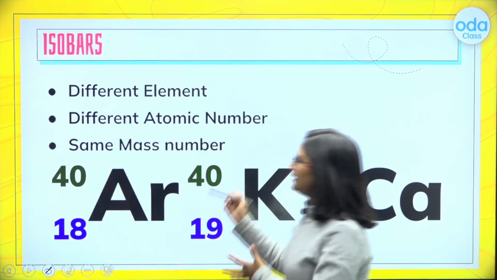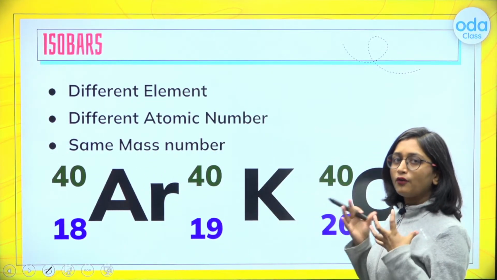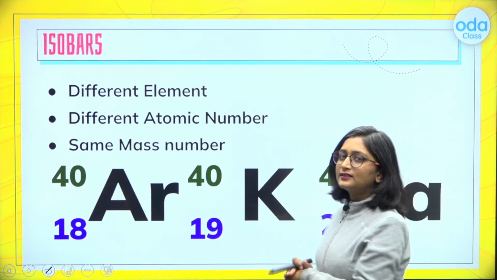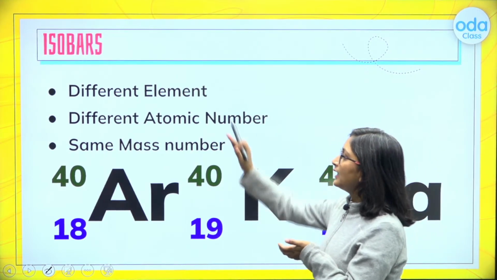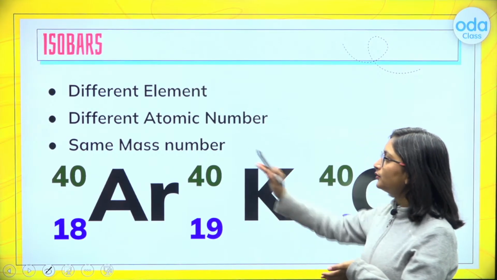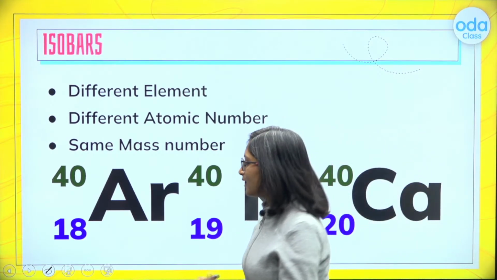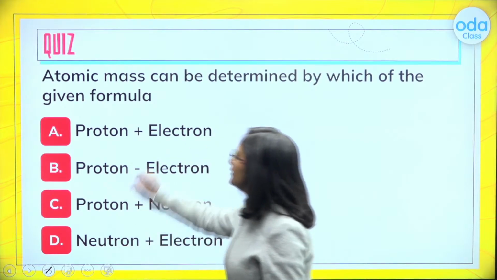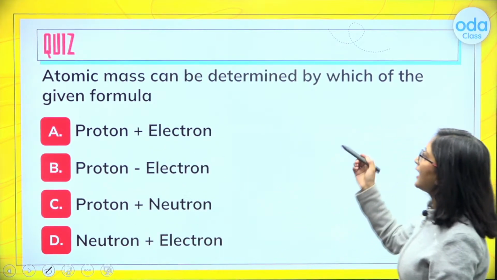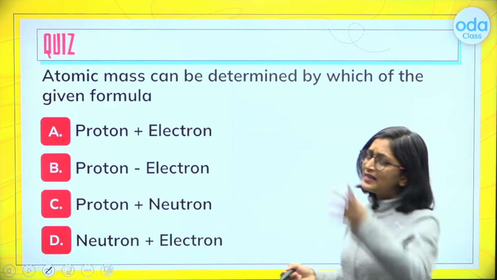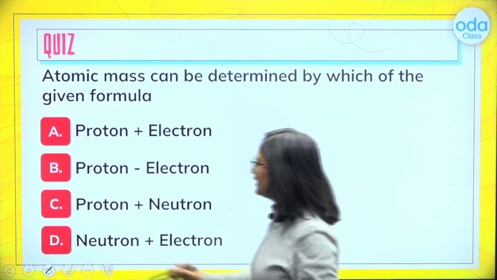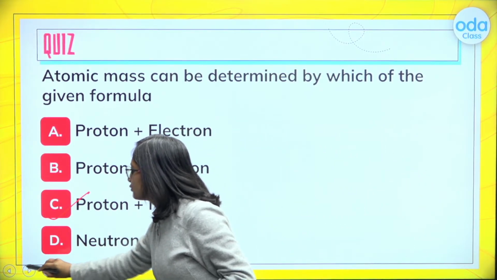Now, you have got to know the concept of the isobar. Here is a summarized way of understanding the isobar: different elements, different atomic numbers, but the same mass number. In this case, atomic mass can be determined by which of the given formulas? Same goes for the mass number as well. That is the proton plus the neutron.